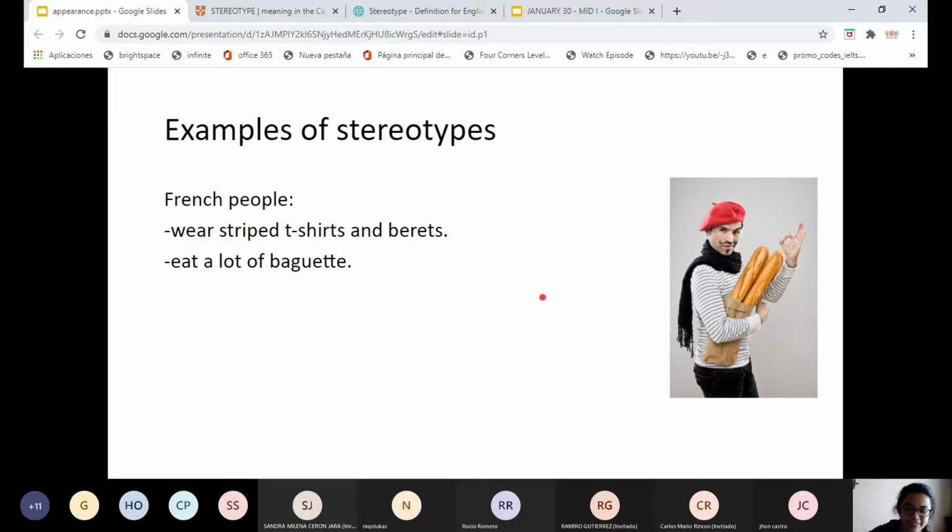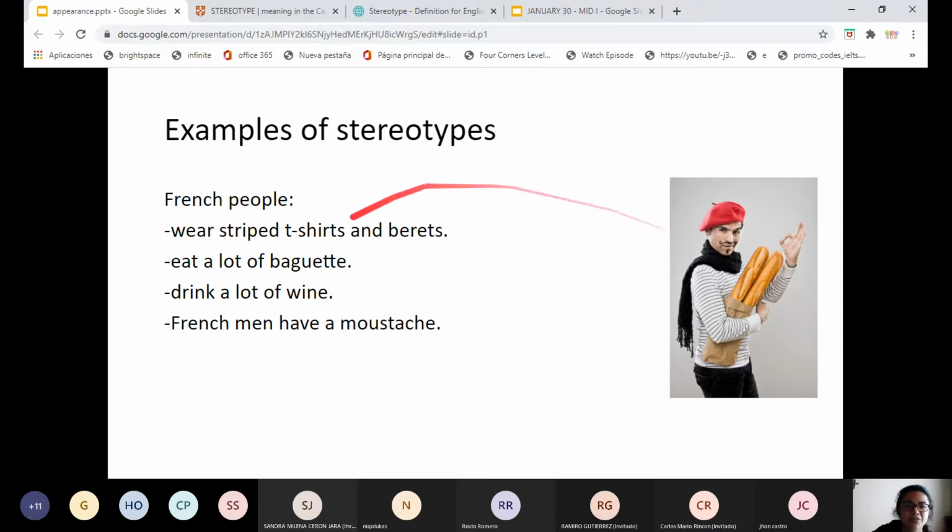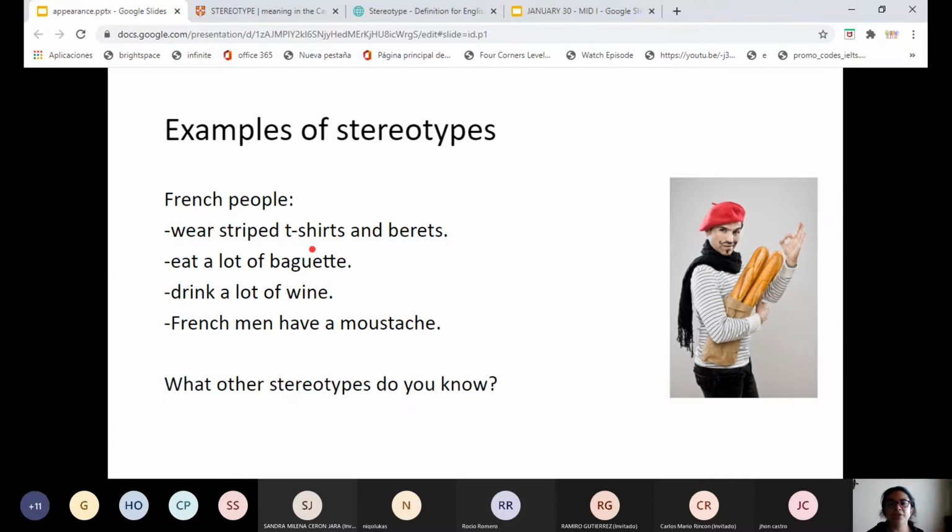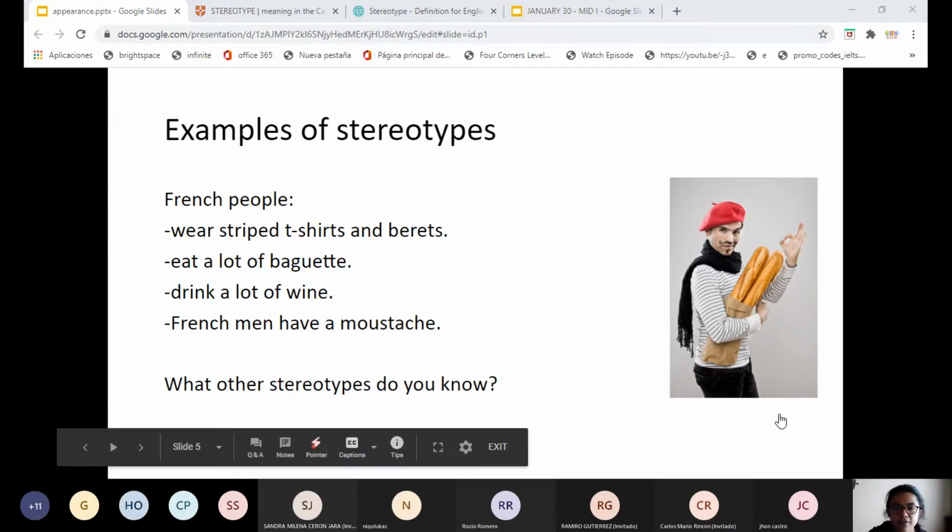But actually, that's not a stereotype. That's sort of true. And that they drink a lot of wine. We believe that French people drink a lot of wine, and that they have a mustache. As you see in this picture, we believe that French people have a mustache. And that would be it. Guys, what other stereotypes do you know? Can you think of other stereotypes?